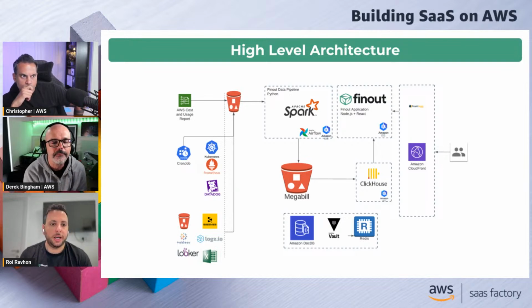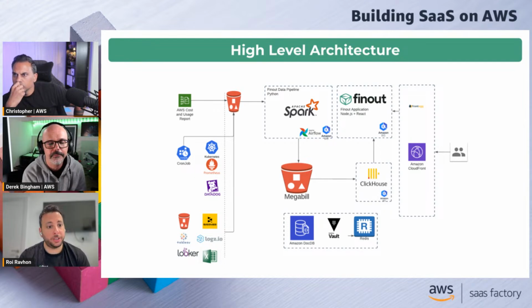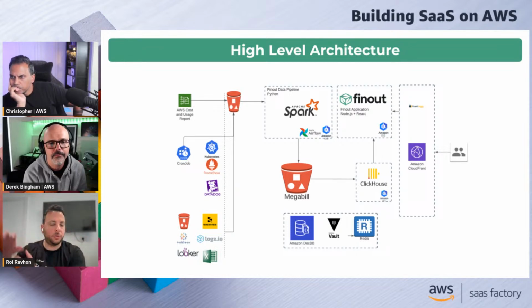Everything in Finout is built on EKS, so it's a 100% Kubernetes installation. We're using Apache Airflow in order to build the data pipelines. Everything is DAGs that we define by code, and part of the DAGs is running Spark processes in order to run very efficiently on very large data sets. This is the data pipeline heavy lifting of Finout: essentially taking data, sanitizing it, and moving it within several buckets until we get into the megabill.